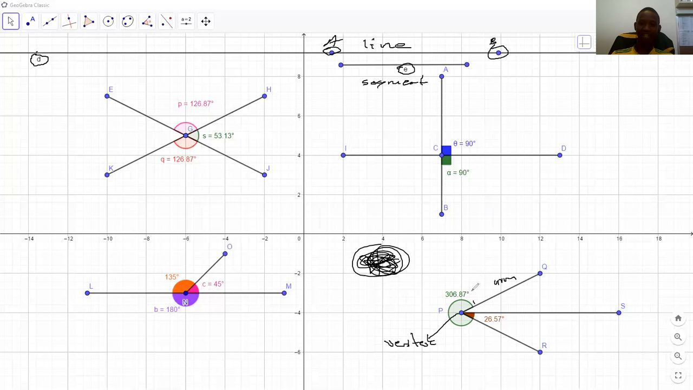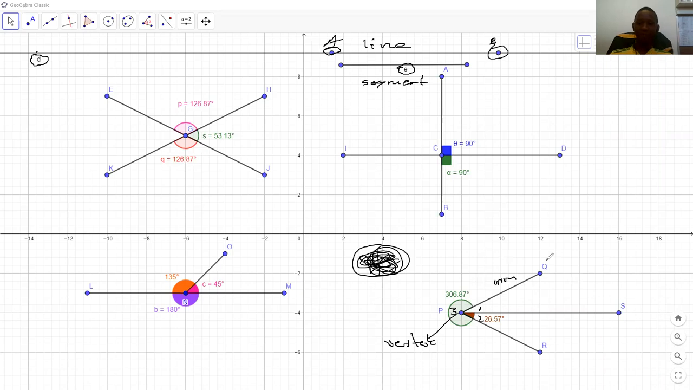I can go ahead and label this thing here as P1. So I'm going to call this P1, and I'm going to call this P2, and I'm going to call this one here, that goes around the 306.87, I'll call it P3, okay? So then we've got to give names to these angles, okay? That's another thing, all right? So we've got to give names to these things.